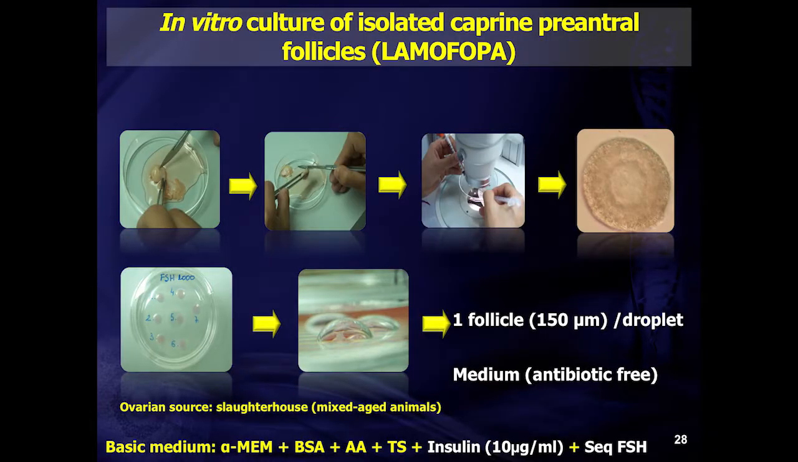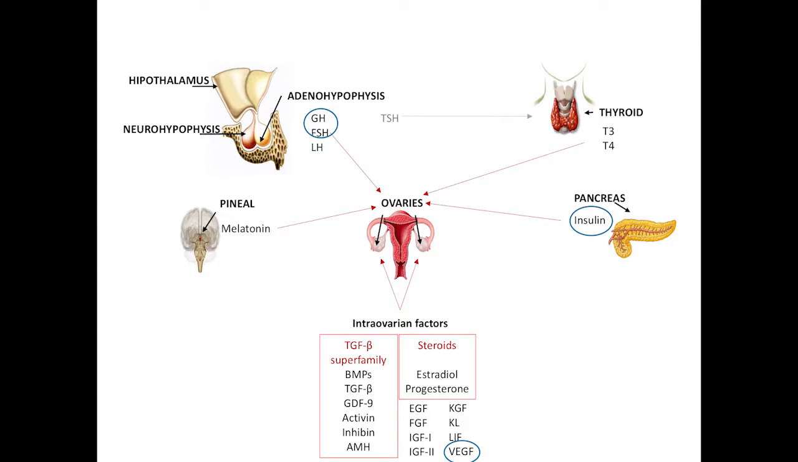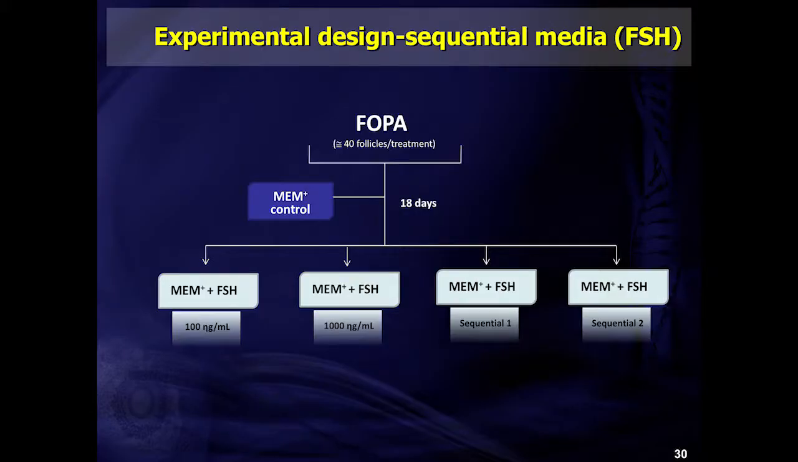Secondary follicles were isolated mechanically from the ovary using a microdissection procedure and cultured individually in 100 microliter drops of a medium without antibiotics. After the test, the best outcomes were obtained using GH, FSH, insulin, and VEGF. This slide illustrates an example of experimental design to develop sequential medium using bovine recombinant FSH.